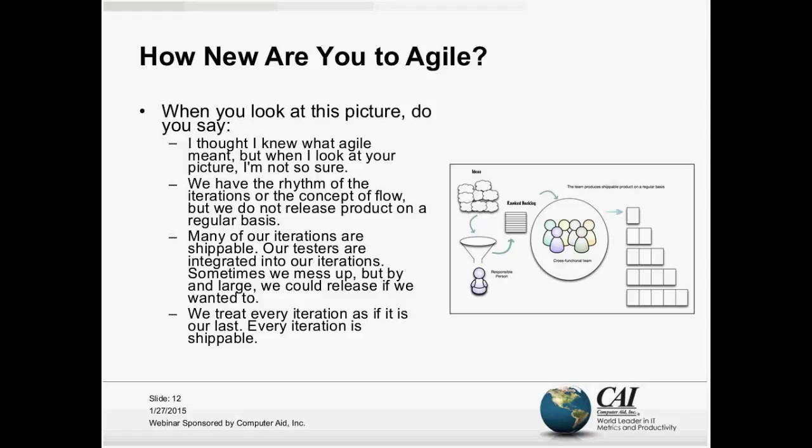So for those of you who are struggling, who are in at least number 2, I see a number 1 over here. You really want to figure out how can you get the team to work together. And if you're at number 3, the good news is you're pretty darn close to what we want as an Agile approach, right? Sometimes you mess up, but by and large you could release if you wanted to.